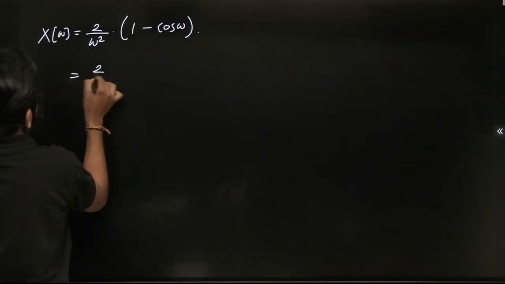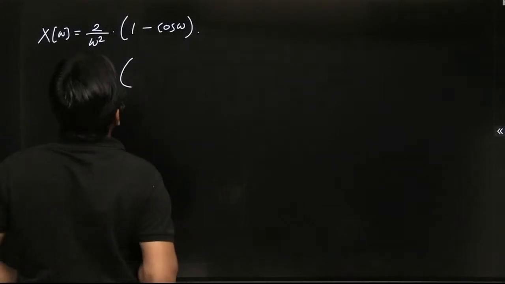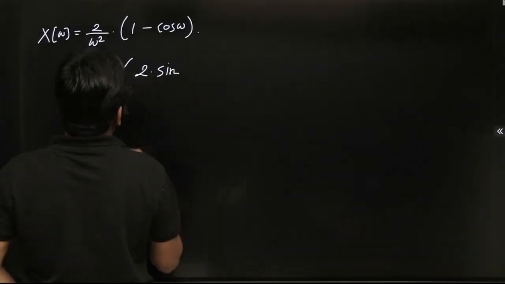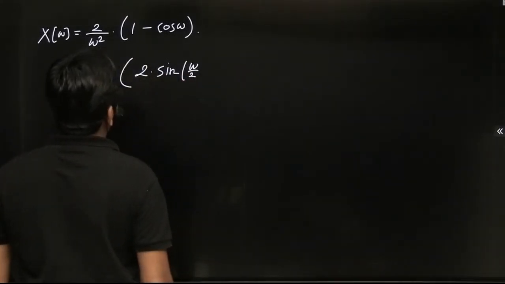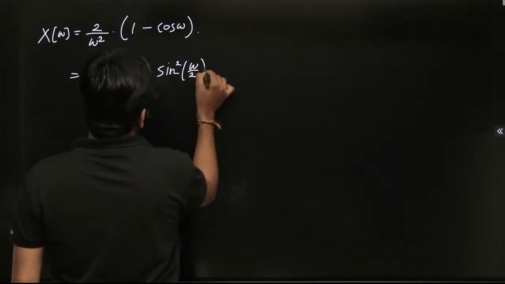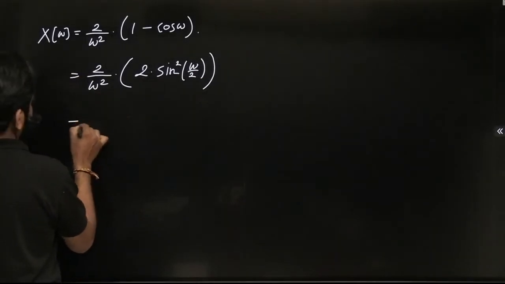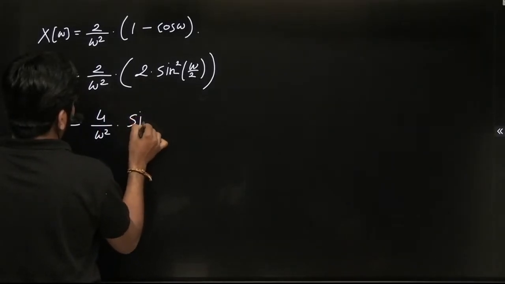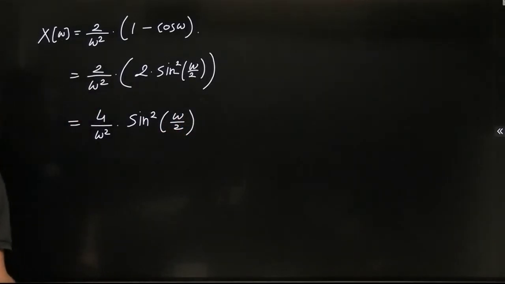So it is nothing but 2 by omega square, and here this is 2 times sine square theta, which is (1 minus cos 2 theta) divided by 2. Okay, so it is 4 by omega square into sine square omega by 2, guys. Correct.